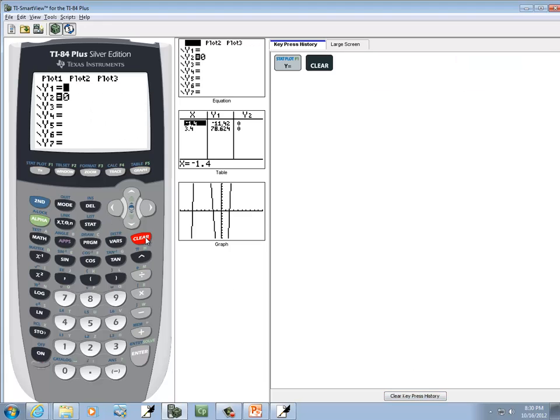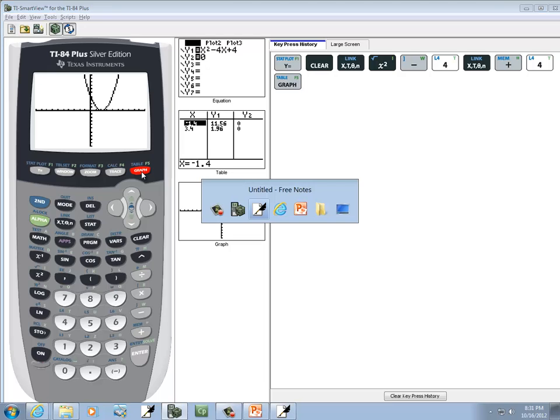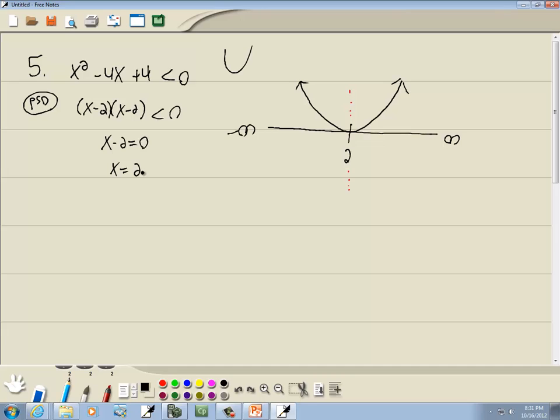So press y equals, press clear. I get x squared minus 4x plus 4, and then graph. Again, if you don't feel so comfortable with these, graph them and see. It's going to be obvious. If you don't remember what multiplicity even is, then go graph it and look. Okay, so our question is, when is it less than 0? Less than is below the x-axis. Our graph isn't below the x-axis at all, so this is a no solution case, or empty set if you want to write it that way.